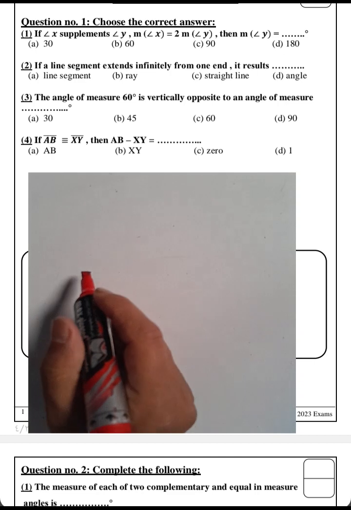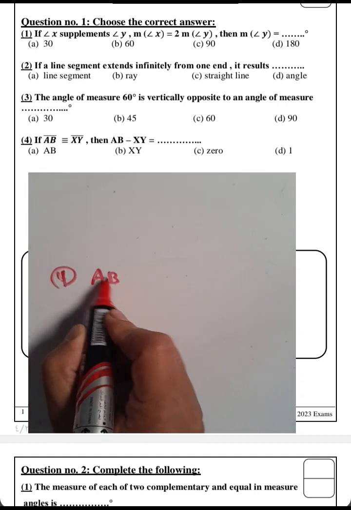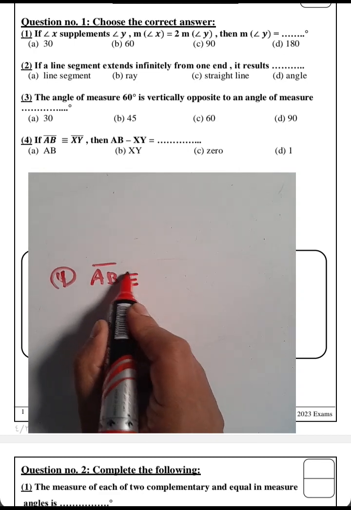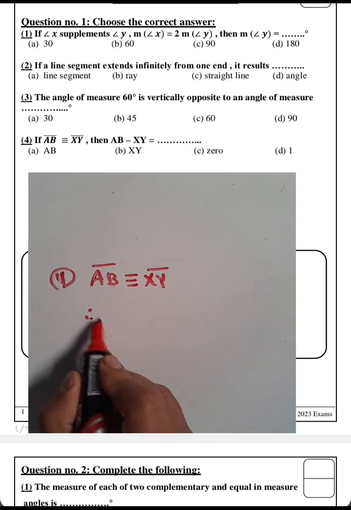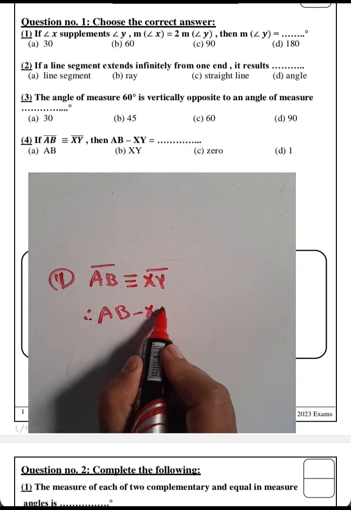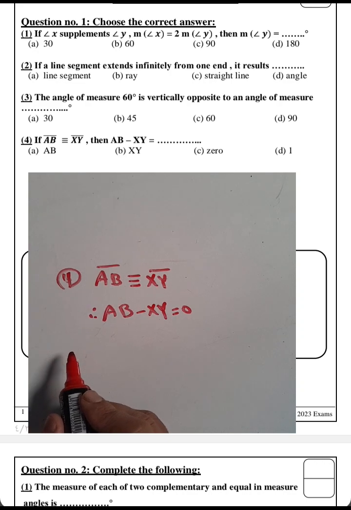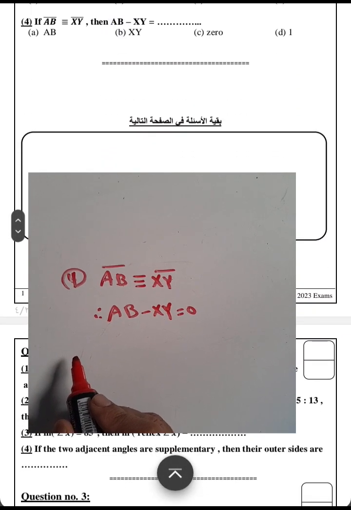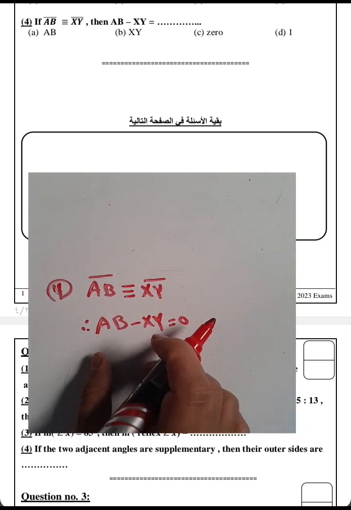Question number 4. If line segment EB is congruent to line segment XY, then the difference between EB and XY will be 0. It was question number 4 because the lines are congruent, meaning EB equals XY, then the difference between them equals 0.